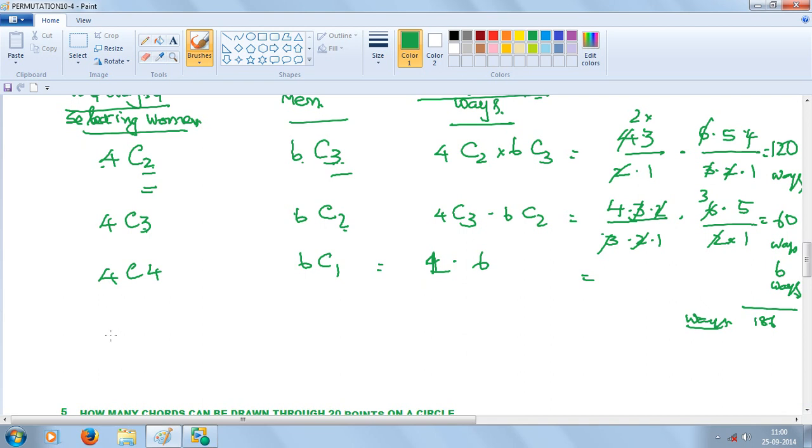So what is the first one? The 4C2, the same 2 can also be there. At most 2 women, so we know it is 120 ways from above. Then it can be 4C1 multiplied by 6C4.